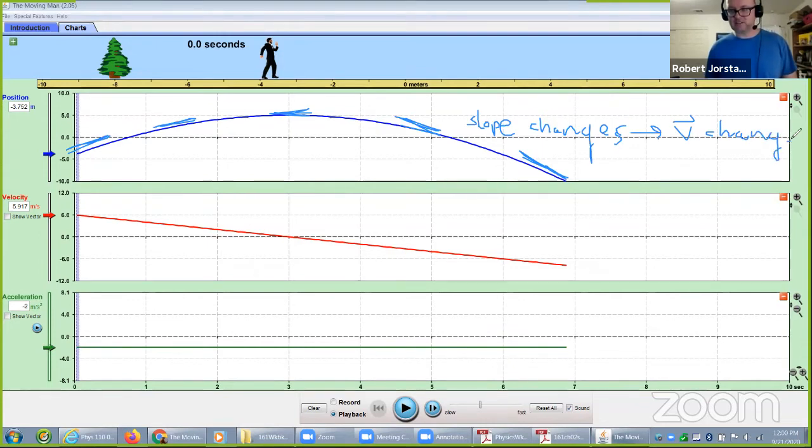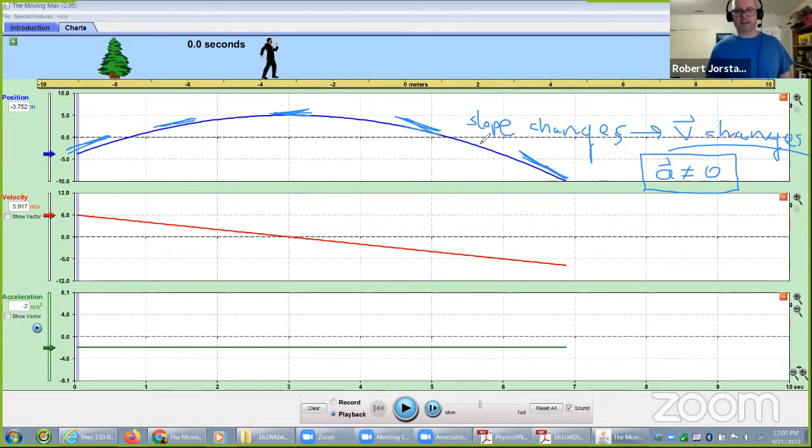If the velocity is changing, acceleration is not equal to 0. So that's supposed to be all related, right? If you have an XT graph, a position versus time graph, and the slope changes, what does that imply? That implies the velocity changes, which means acceleration is not 0, because acceleration is rate of change in velocity.